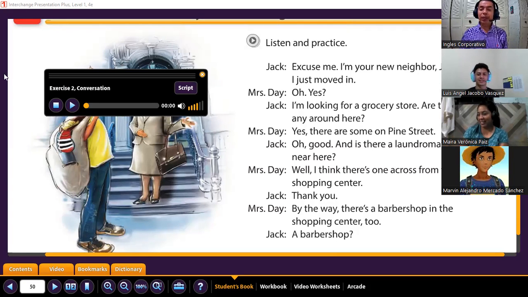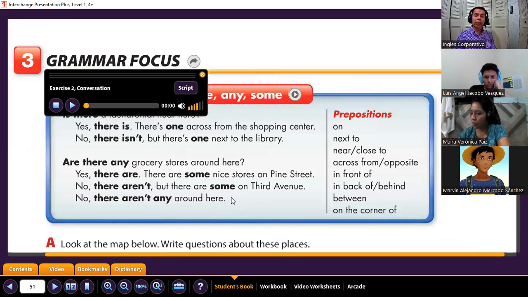Thank you very much. Now, this introduces the prepositions. Look. I'm looking, are there, yes, there are some, right? There are some on Pine Street, right? And laundromat? Across from the shopping center. Cruzándose el shopping center, queda un laundromat, right? Good. Now we're going to learn about some prepositions. Yes. Listen, please.